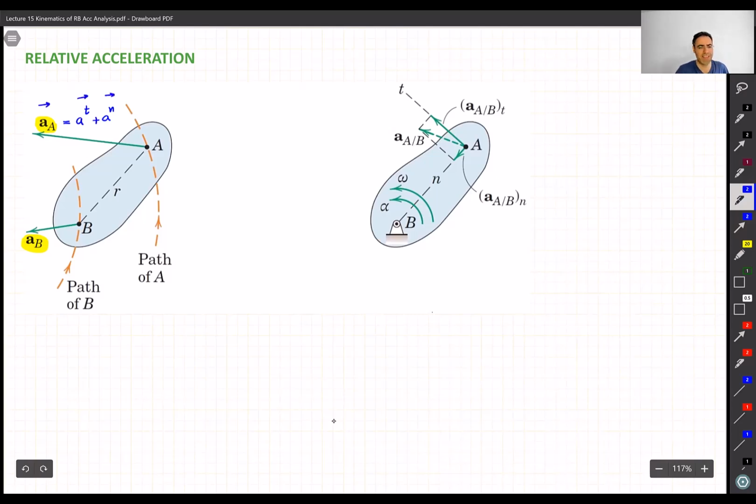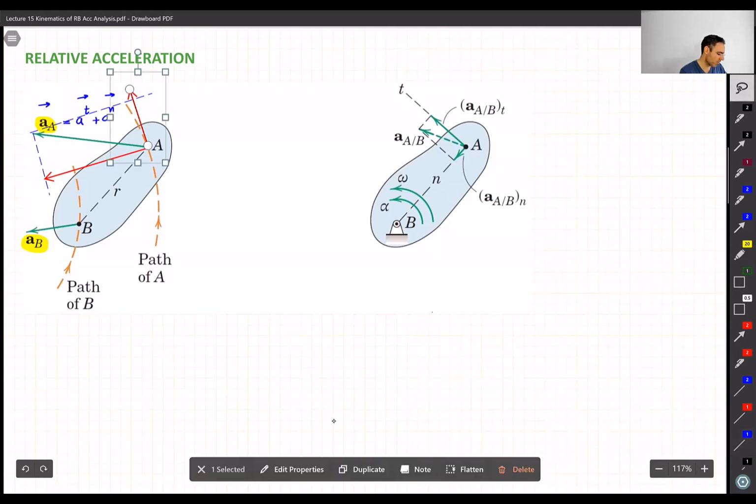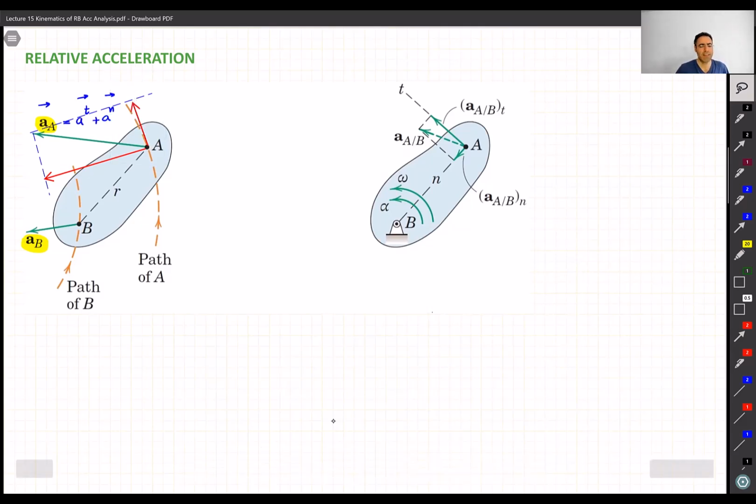So we don't just add them. Why does it have AT and AN? Because we know point A is on a curve, so it might have an AT and AN. Something like that, which if I break this A to its components, it's obvious that it's going to be like that. Let me draw that one better. And the same for AB. It has its own normal and tangential acceleration.